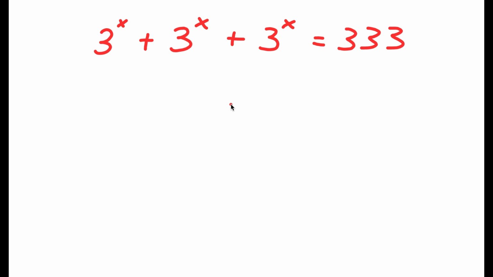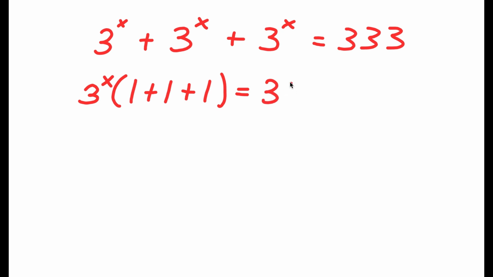Alright, so in this problem, I have 3 to the power of x plus 3 to the power of x plus 3 to the power of x is equal to 333. So, the first thing I'm going to do is factor out 3 to the power of x from my left-hand side. So now I have 3 to the power of x times 1 plus 1 plus 1 is equal to 333.